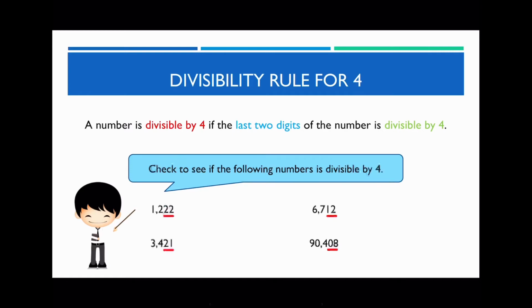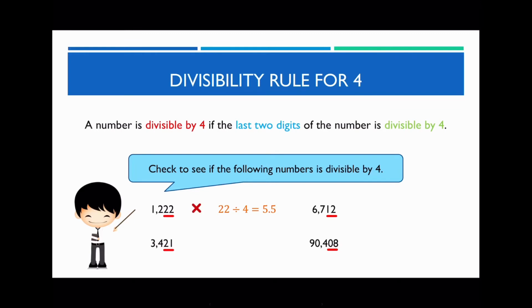So we only look at the last 2 digits. 22 in this case over here cannot be divided by 4. This gives me a decimal answer, so therefore there's remainders in this case. So therefore in this case, 1222 is not divisible by 4.